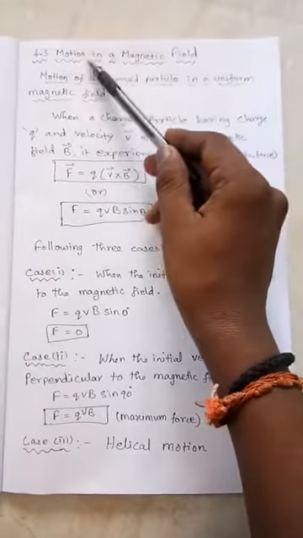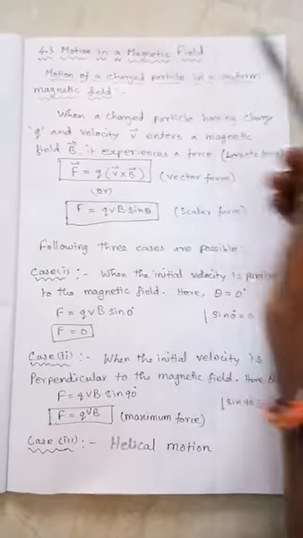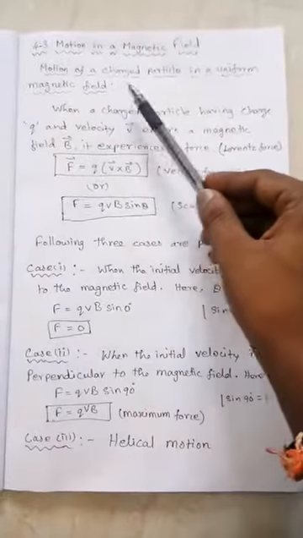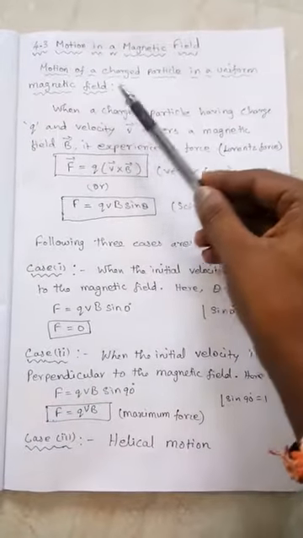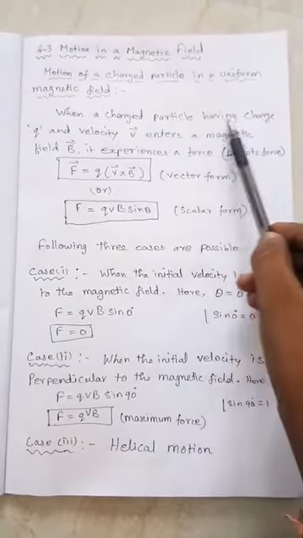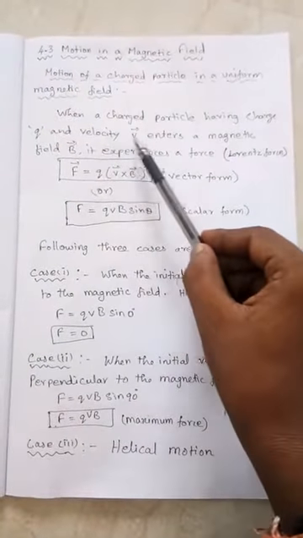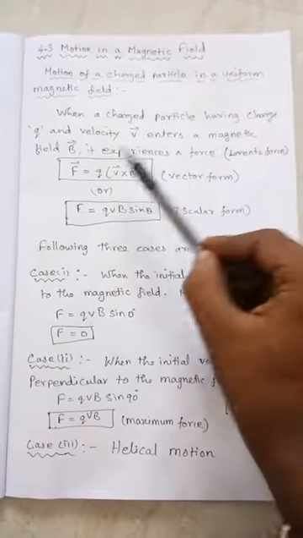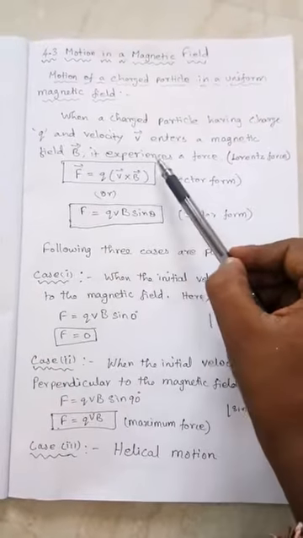Topic 4.3: Motion in a magnetic field. The motion of a charged particle in a uniform magnetic field. When a charged particle having charge q and velocity v enters a magnetic field B, it experiences a force.